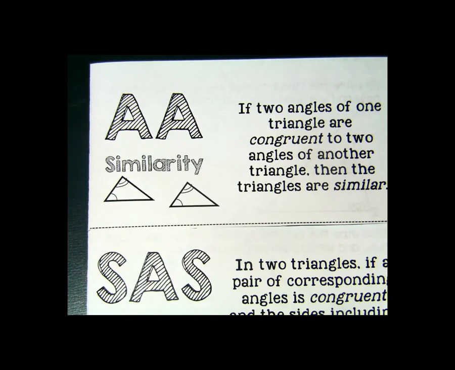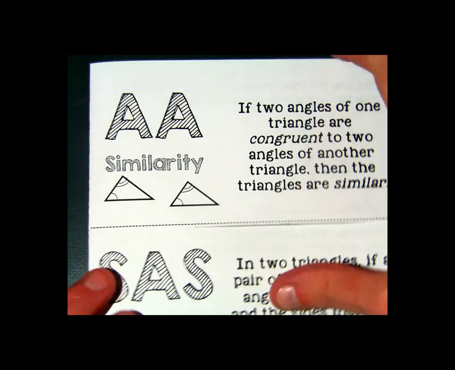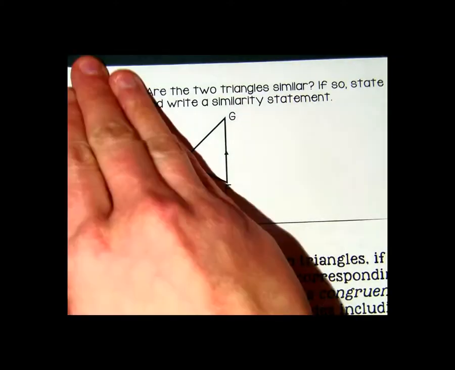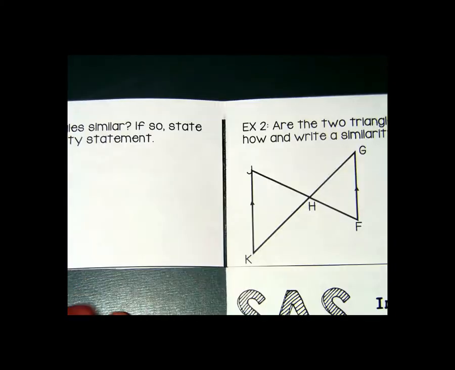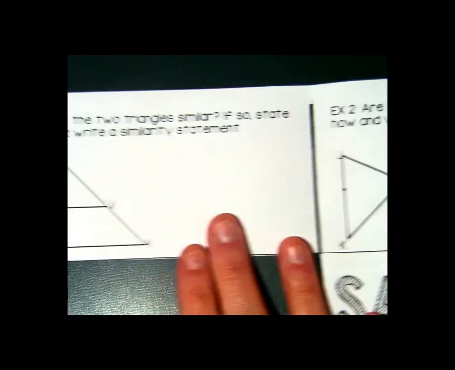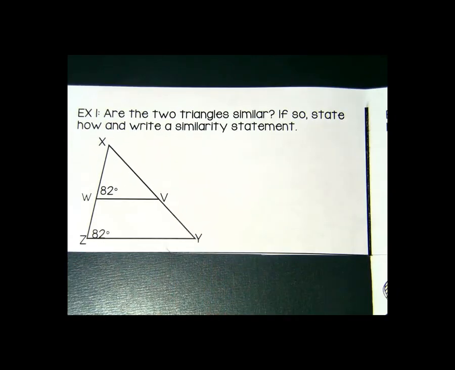Alright, so let's look at the first similarity theorem, angle, angle. If two angles of one triangle are congruent to two angles of another triangle, then the triangles are similar, and that's true always. So let's look at some examples of that. Example 1. We are supposed to determine if the triangles are in fact similar. And if so, we are to state a similarity statement.